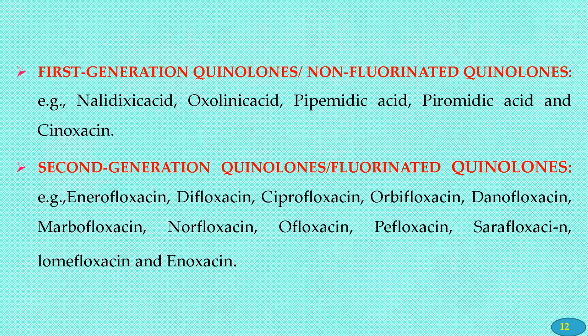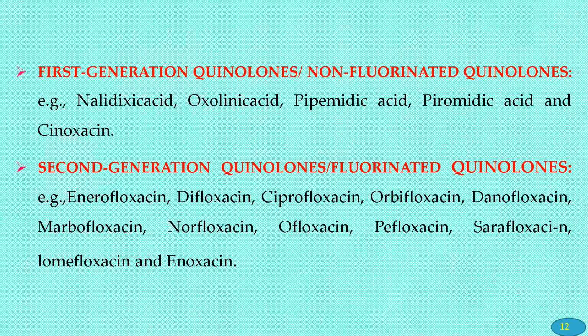These are not fluorinated, the fluorine atom is not there. These are nalidixic acid, oxolinic acid, pipemidic acid, and piromidic acid. Of course, cinoxacin is also another first generation quinolone. And the second generation quinolones are the classical example, also known as broad spectrum quinolones. These are also known as the fluorinated quinolones.